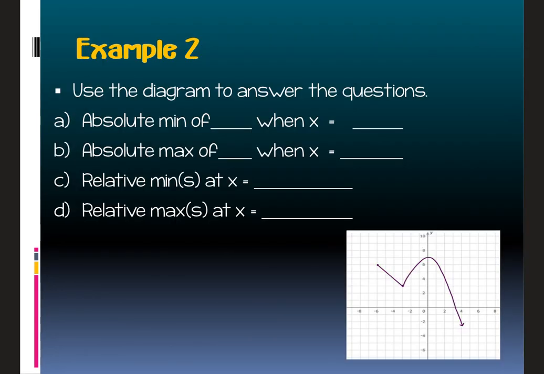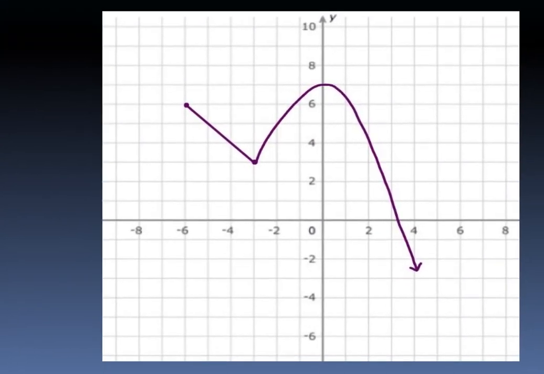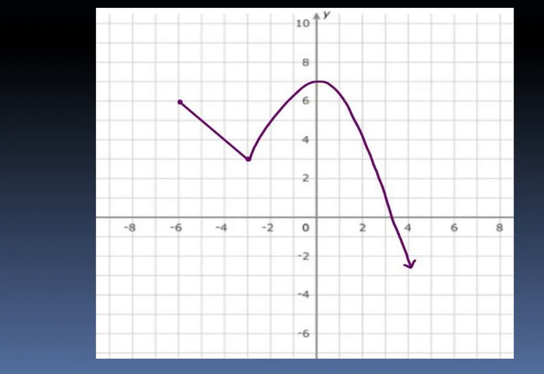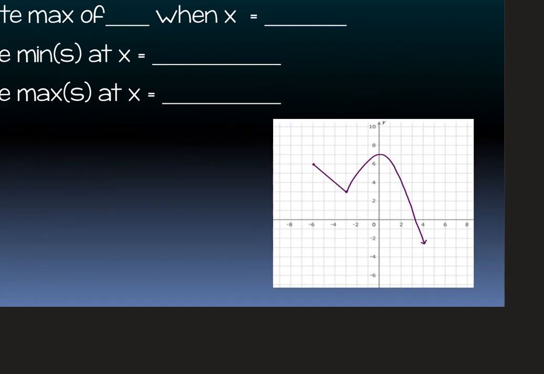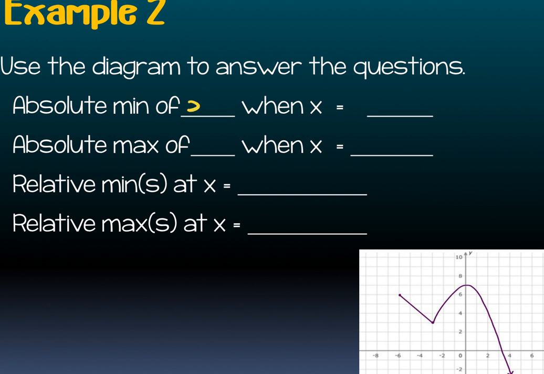Okay, so it will look something like this. Use a diagram to answer the questions. A says an absolute min of blank when x is blank. So my absolute min, if I look at this graph, what's the lowest point on this graph? It would go to negative infinity. So is there an absolute min or global min? No. You'll literally write does not exist. D-N-E, does not exist.